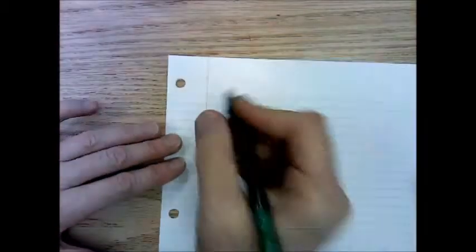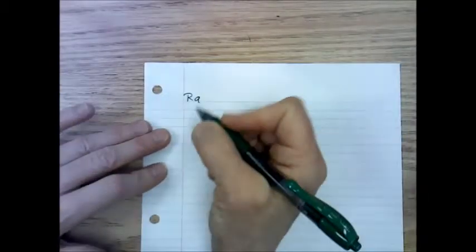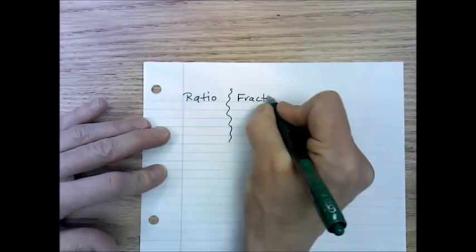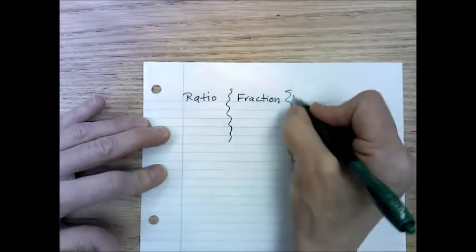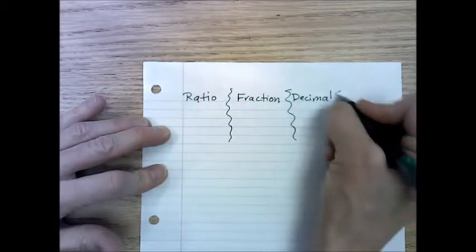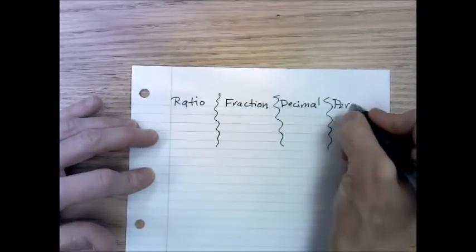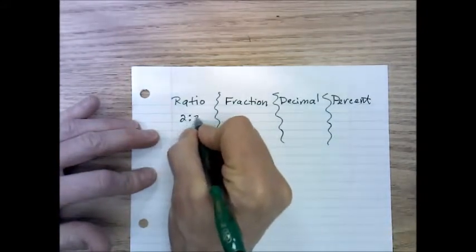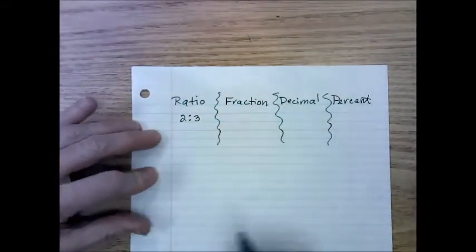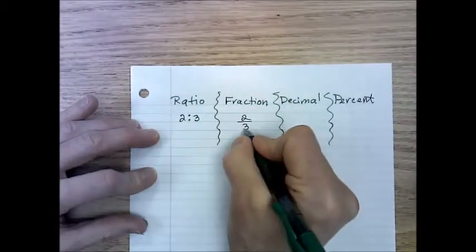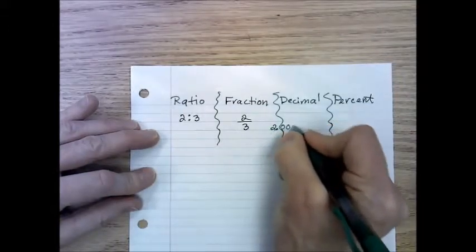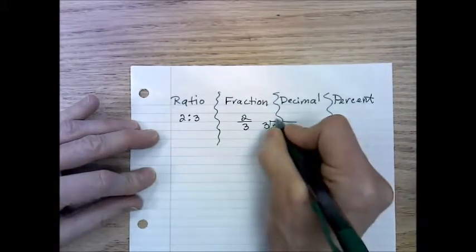Now, let's do another. Let's say that we have, again, our ratio, fraction, decimal, and percent. So let's say I have the ratio 2/3. So as a fraction, that would be 2/3. To change to a decimal, that would be 2 divided by 3.